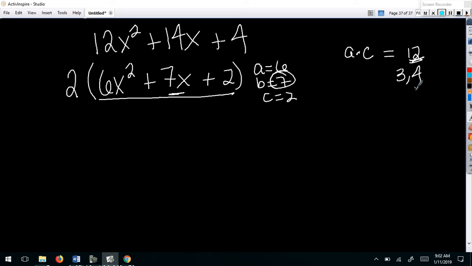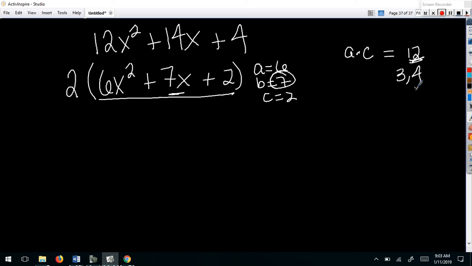Okay? That's the puzzle. To me, that is the hardest part of factoring, is finding those 2 numbers, okay? And this is an easy one, so obviously, but I mean, when that A times C gets big and you start having to find the numbers, it gets a little more difficult, okay? All right, there it is, 3 and 4.